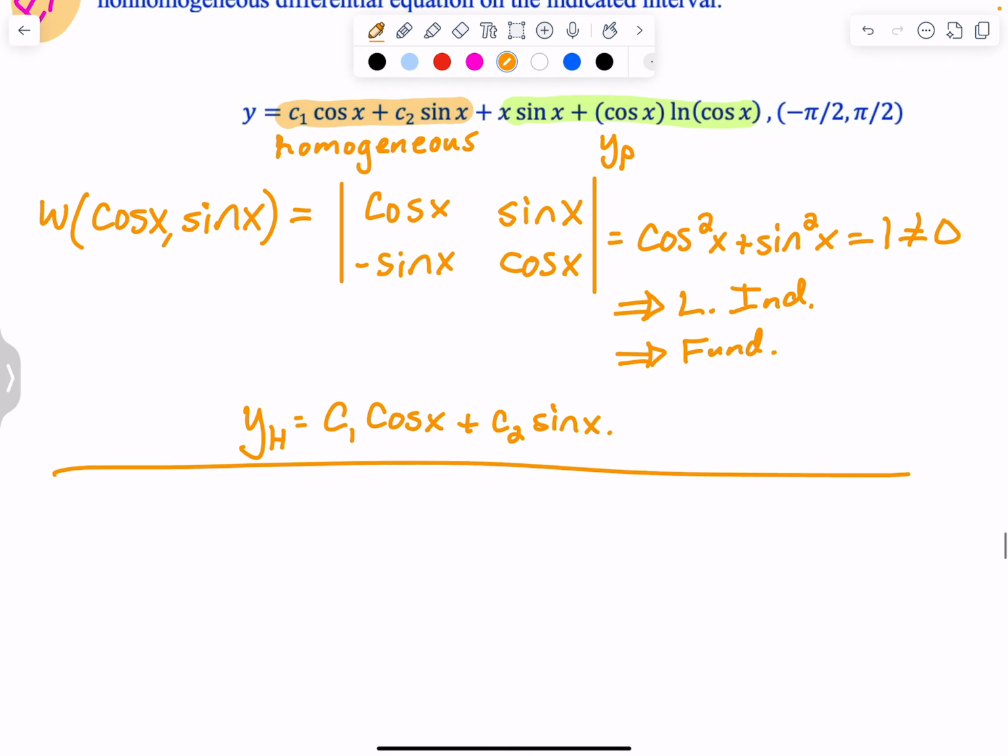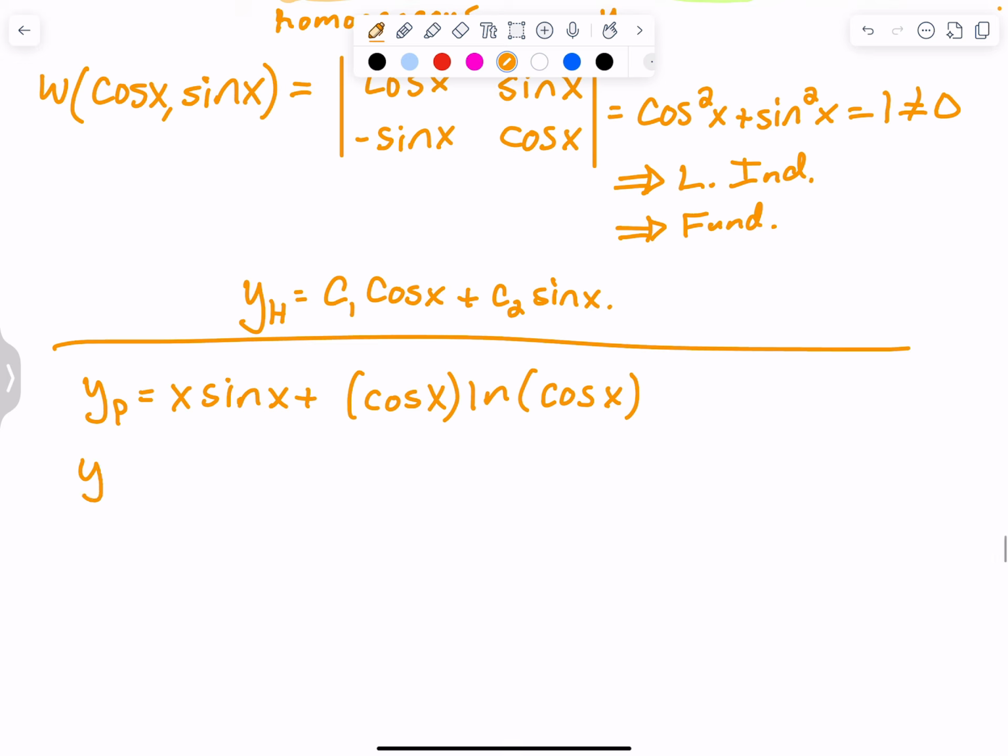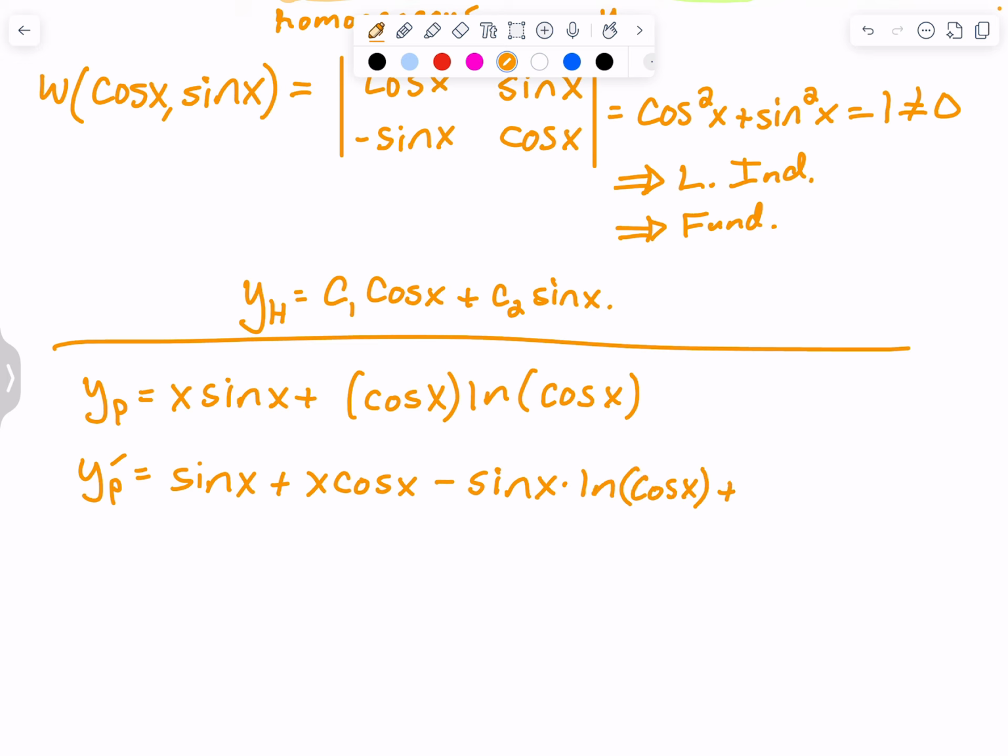So now what I have to show is that y sub p is a solution to the non-homogeneous case. This is going to take some derivatives that are definitely not pretty, so be very careful. We've got to get up to the second derivative. So for the y sub p derivative, we need two product rules, and there's a chain rule within one. I get sine x, then the derivative of x gives x cosine x, no sign change. Then I get negative sine x times ln of cosine x. That's the first part. And then plus cosine x times 1 over cosine x times negative sine x. That's the chain rule.